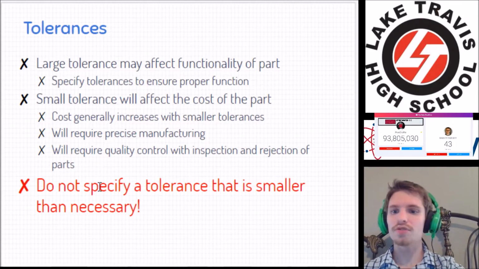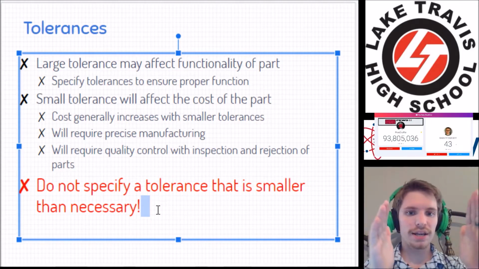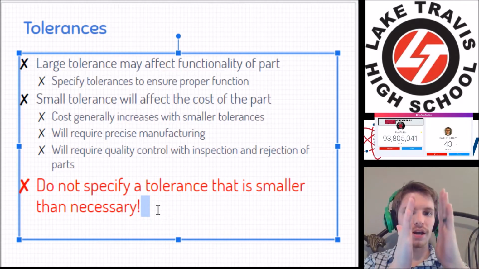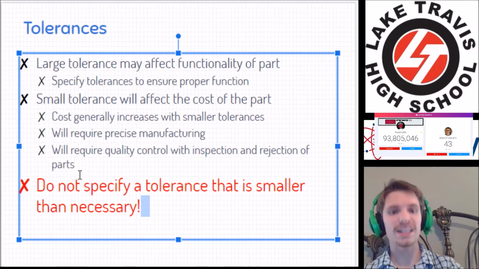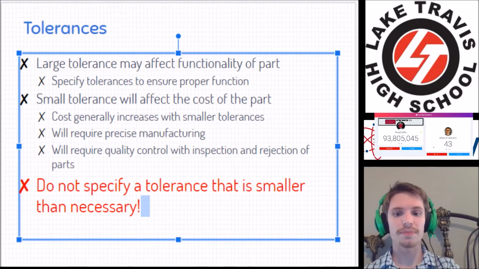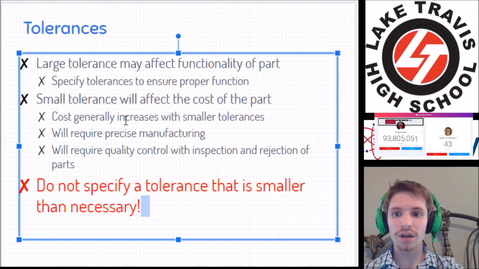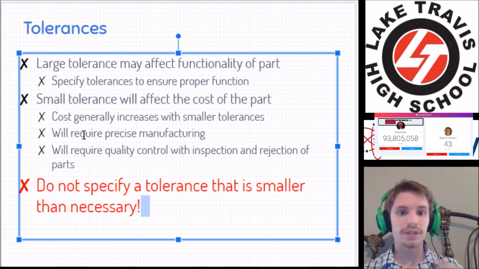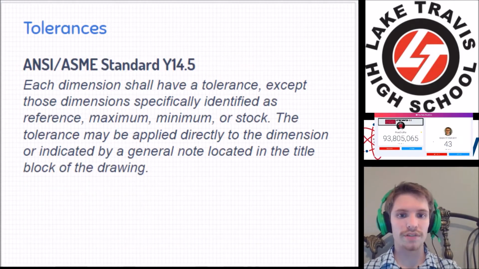Okay, one quick note, don't specify a tolerance that's smaller than necessary, because as tolerance gets smaller, or in other words, as we want our part to be more and more precise, that hikes up the cost. Really for two reasons. You will need more precise manufacturing equipment, A, and B, you will have to toss out a lot more parts that don't meet those requirements. So that would drive up costs.